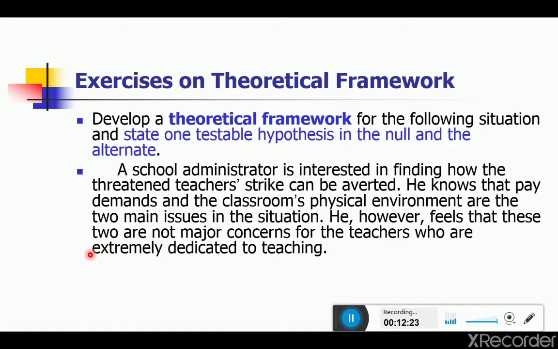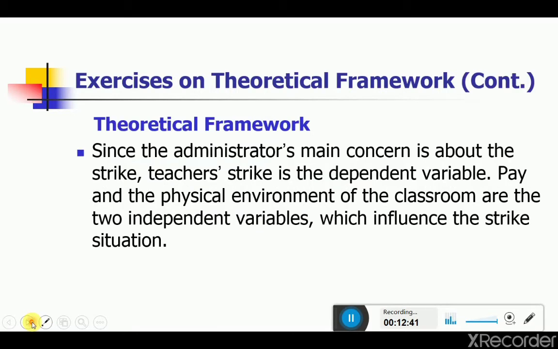Like, how can the teacher strike be controlled. He knows that pay demands and the classroom's physical environment are the two main issues in the situation. He however feels that these two are not major concern for the teachers who are extremely dedicated to the teaching. So now let's see which variables are involved. Now let's start. Since the administrator's main concern is about the strike, teacher's strike is the dependent variable.